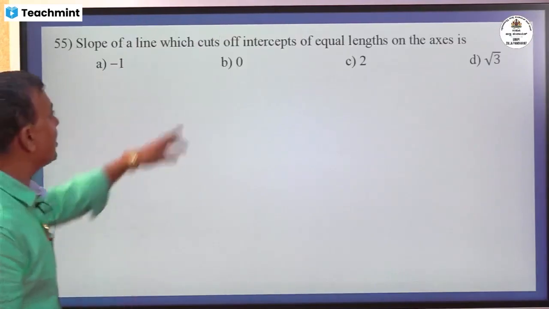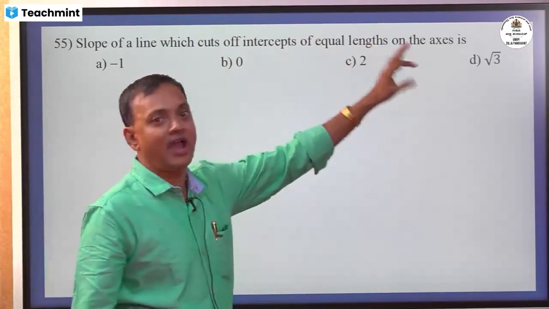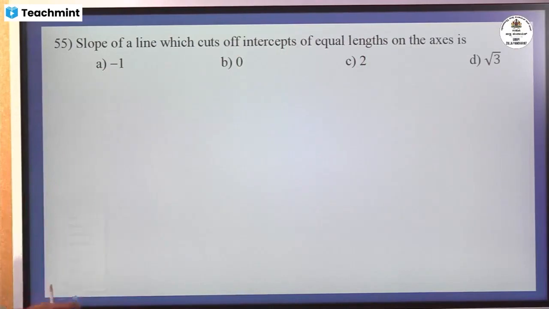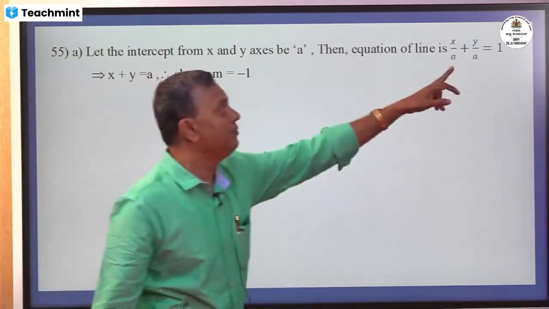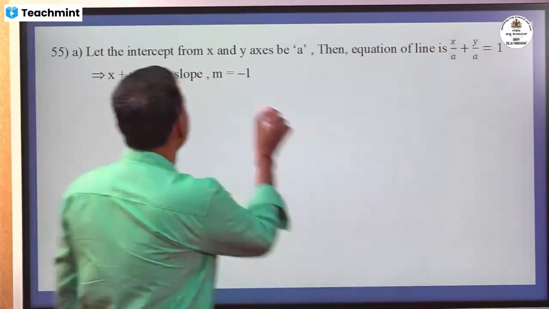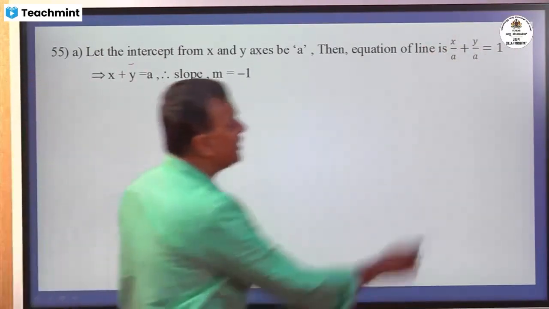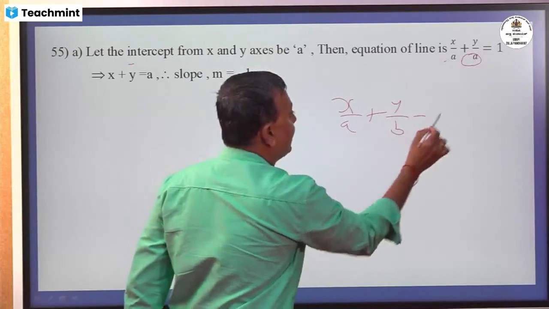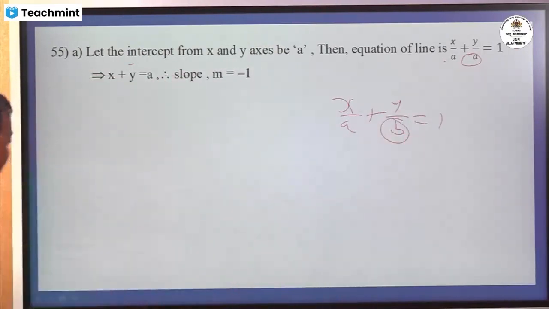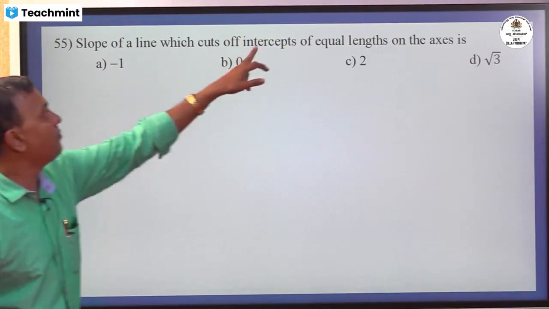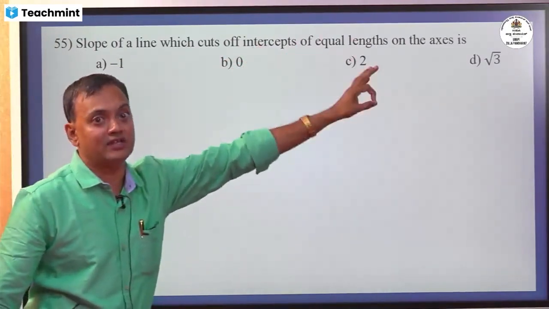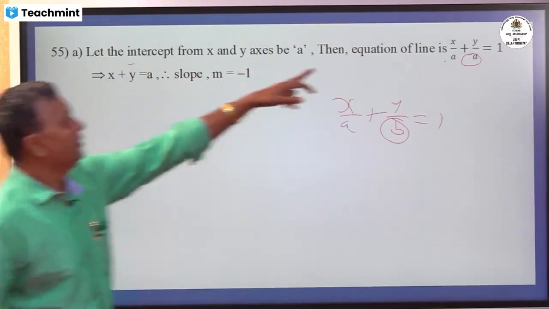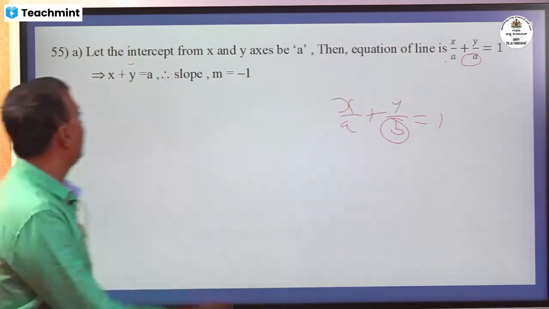Slope of a line which cuts off intercepts of equal length on the axes. So what is the intercept form? X by A plus Y by B equal to 1. But equal intercepts means A equal to B. Cuts off intercepts of equal length means equal intercepts on both X and Y axis. So x by a plus y by a is equal to 1, or x plus y equal to a.